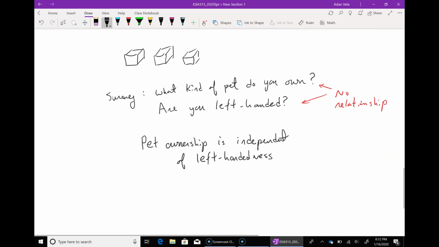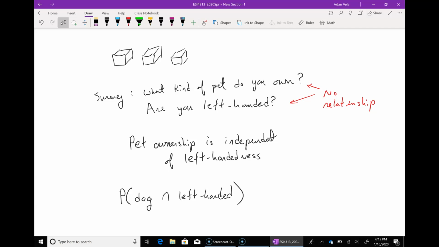Okay, so if this was true, if we were to ask what's the probability of owning a dog and being left-handed, we could just apply the rule of independence when it comes to probabilities and say, well, that's just equal to the probability of dog times the probability of being left-handed. Okay. So here's an example where we have independence because we have two questions, or two random variables, that have nothing to do with each other.